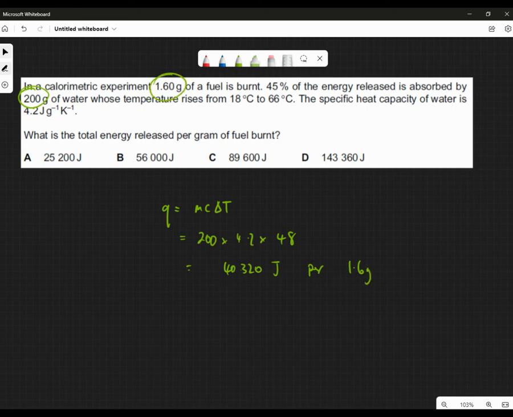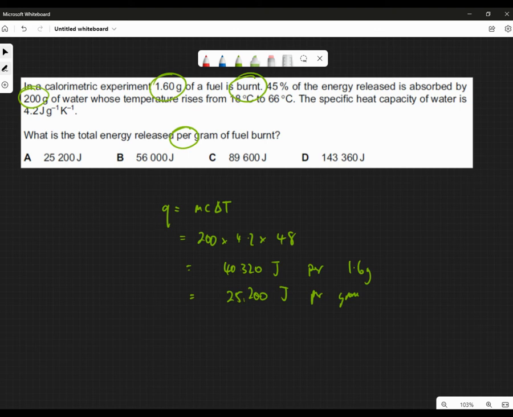That's not per gram. So per gram, it's that number divided by 1.6. 40,320 divided by 1.6 is 25,200. Okay, that's the number of joules per gram of the hydrocarbon.